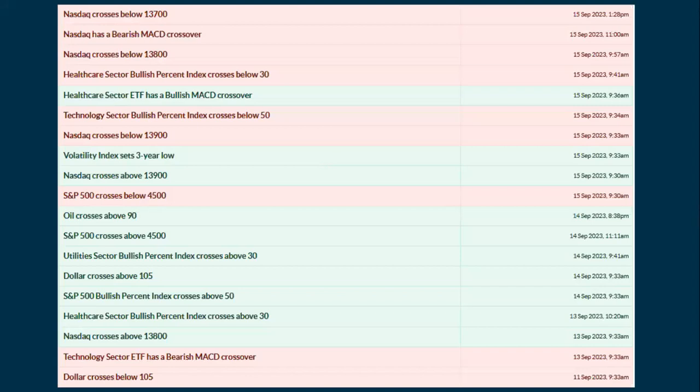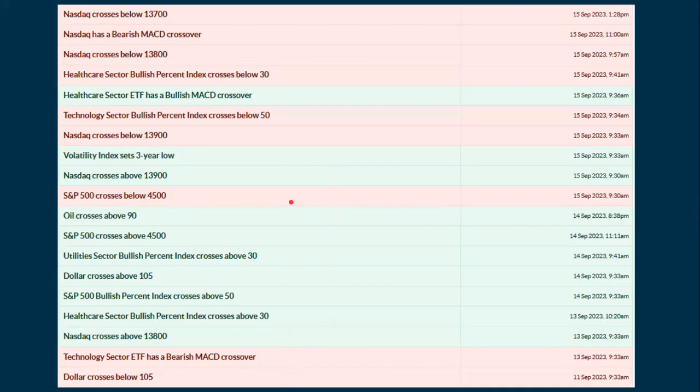Technical alerts are put out by stockcharts.com, and the last I checked, you don't have to be a member to be able to access these. This is for the whole week, Monday through Friday. And when something is red, that means it's negative. When something is blue or green, that means it's positive. And these are generated, we read them from the bottom up, and they're generated automatically.